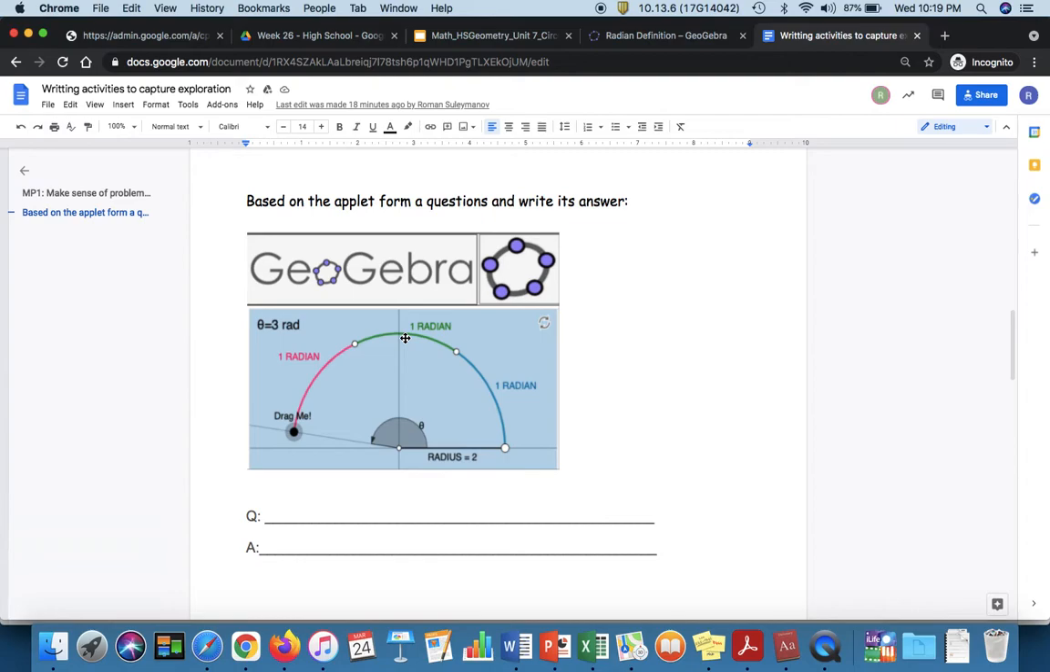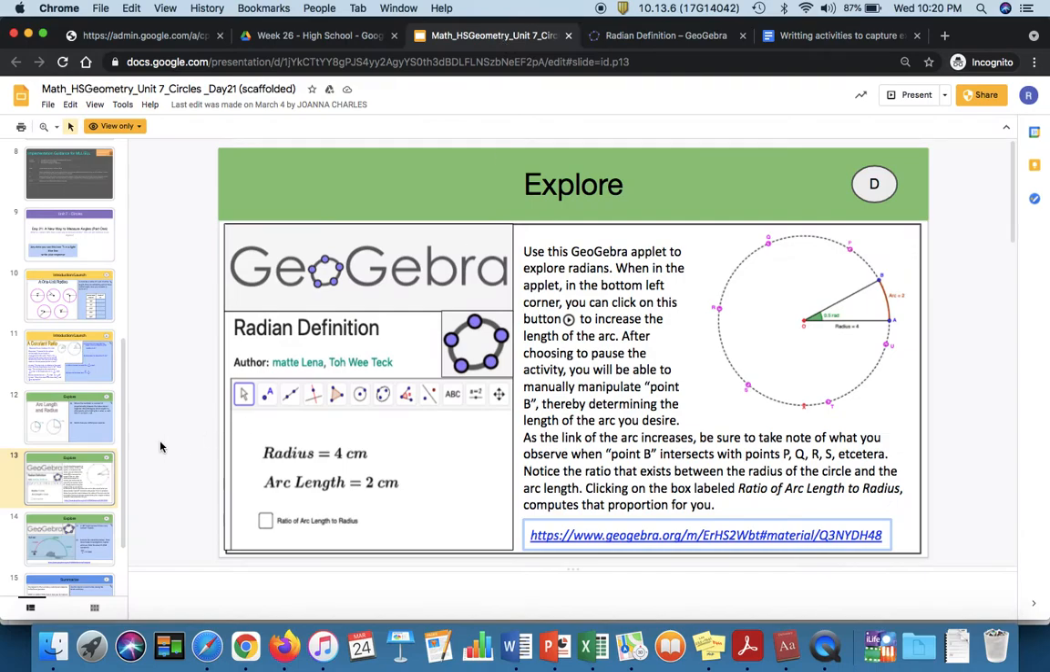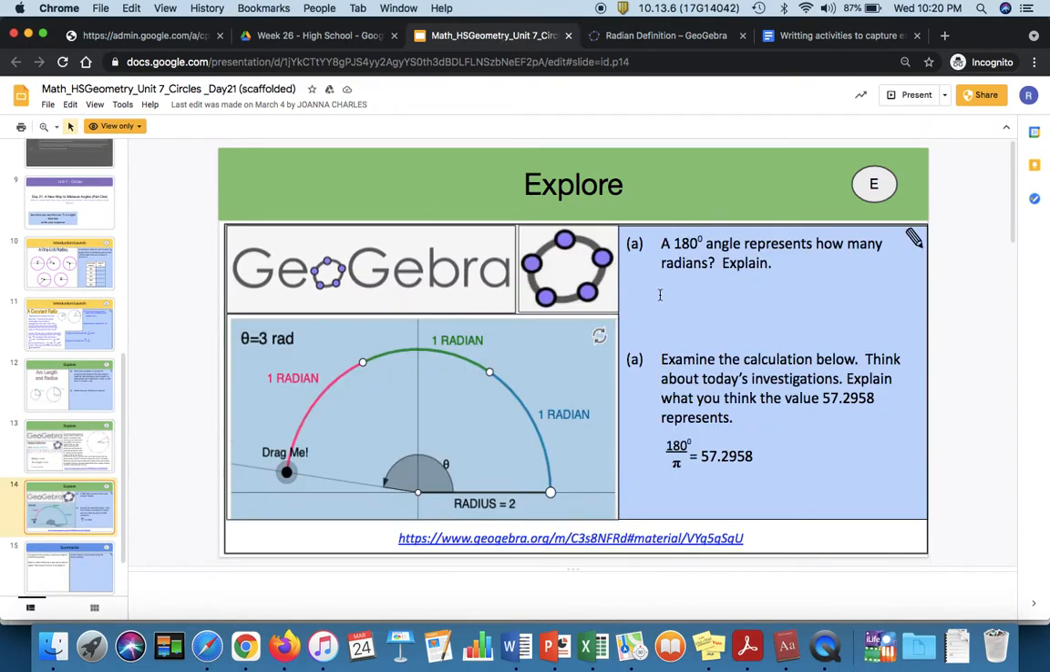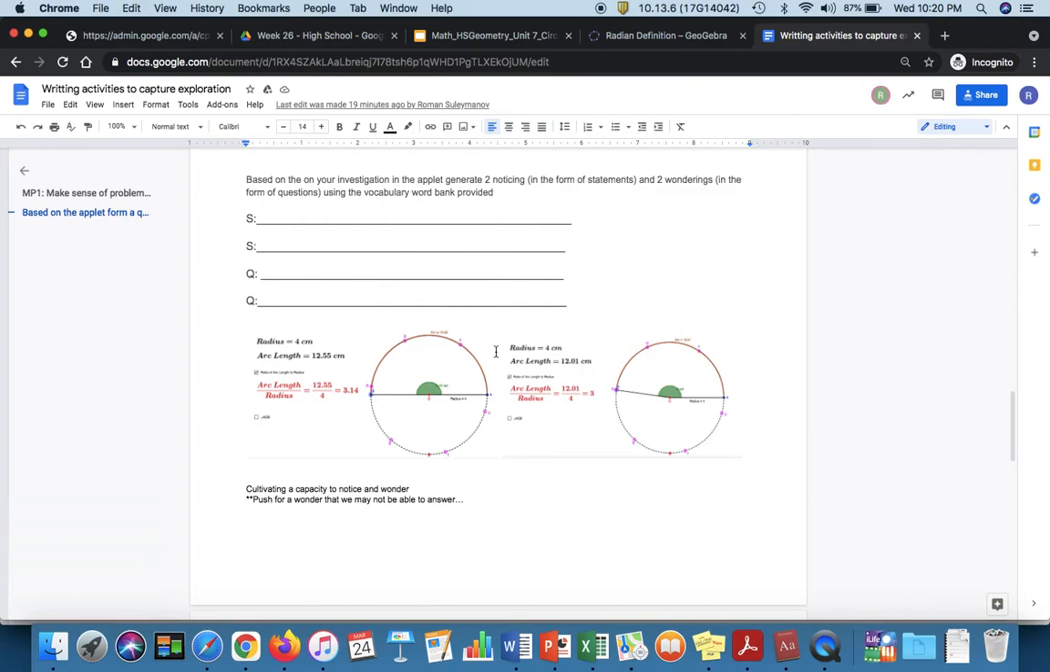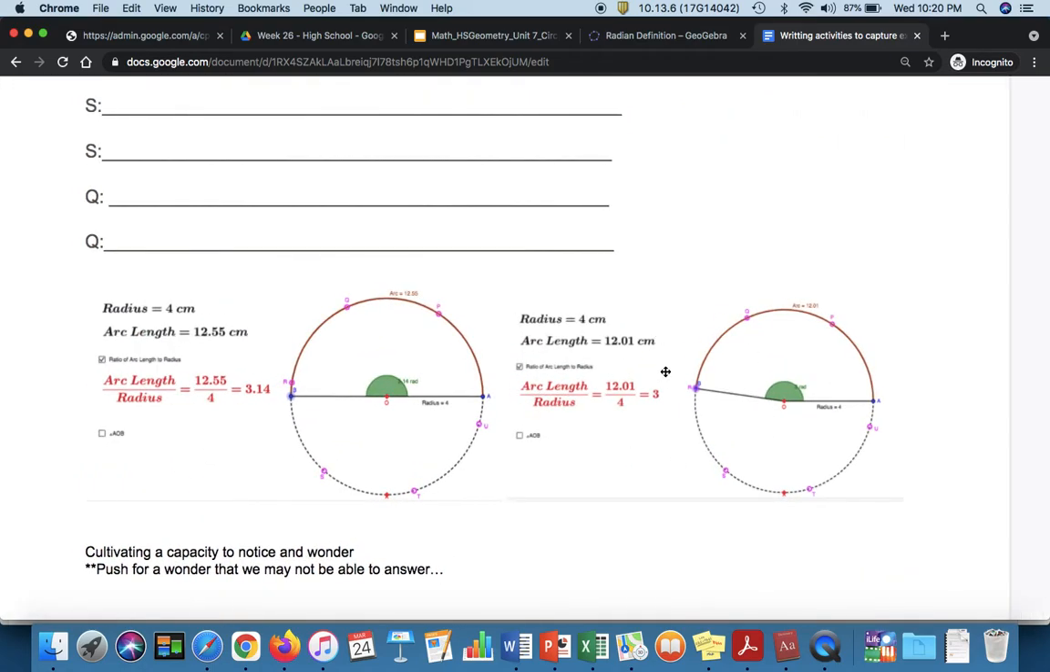So the last activity that could be used as a writing activity would be a variation of a noticing and wondering activity. And here I have one of the ideas that was discussed, I believe, in slide 14. So really comparing the 180 degree angle, and in this case I think I have the 180 degree angle in radians versus, I'm just going to zoom in a little bit, versus having 3 radians, which is a little bit less than that.